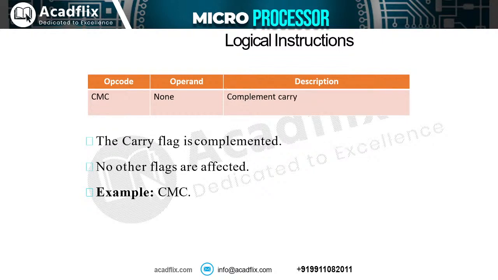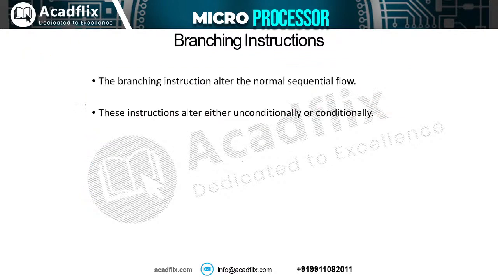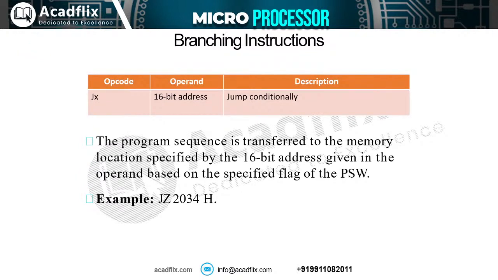Then CMC means complement carry. STC means set carry. We have a carry flag, we will simply set the value of the carry flag to 1. Then we have branching instructions like jump instruction. Jump with some condition. With X we can specify any condition. For example, jump if zero, jump if not zero, jump if carry, jump if not carry.